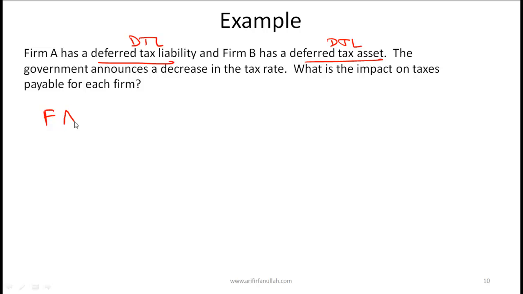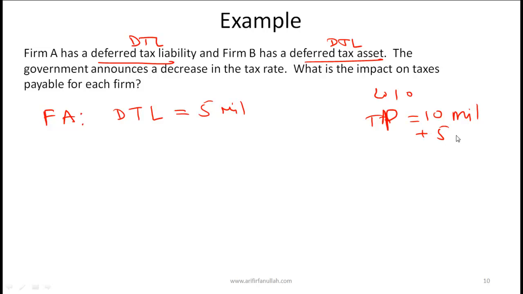So let's take firm A first, which has a deferred tax liability. Let's say that this deferred tax liability is 5 million. This means that, let's say next year, the normal tax payable expected is 10 million. To this we would normally add the 5 million, which is our deferred liability. So the total that we would expect to pay is 15.